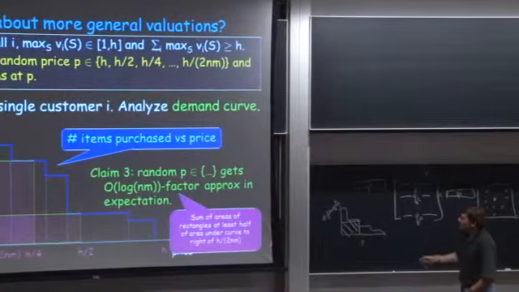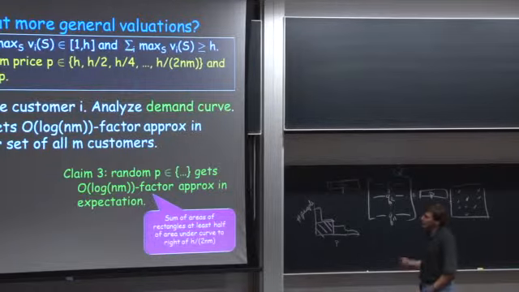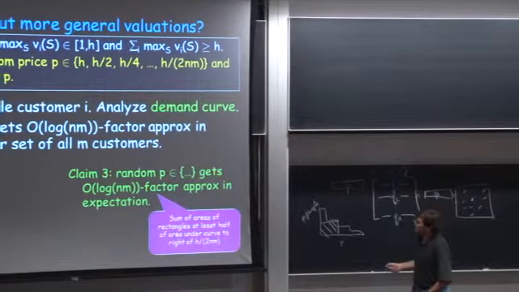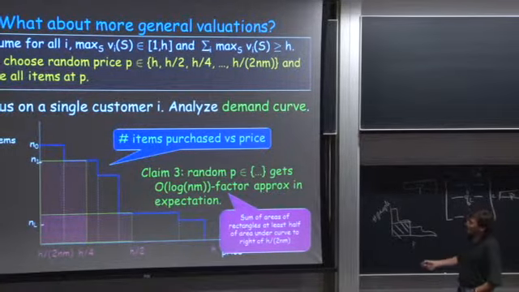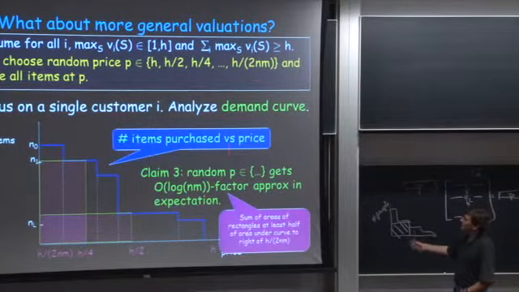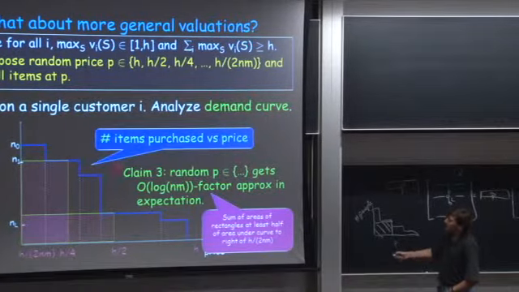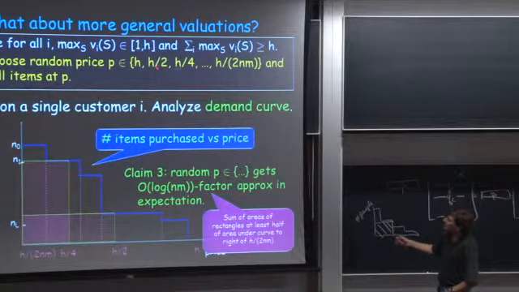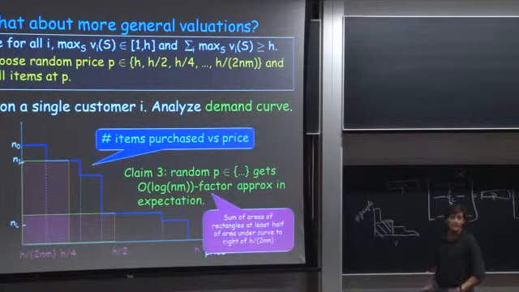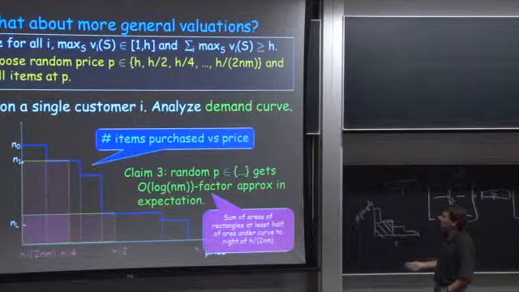Because the sum of the areas of the rectangles is at least half the area under the curve to the right of that. Good. And then we just add up over customers, so this random price. Oh, if the sum is half, then there's only log. Oh, where is the log coming from? I said the sum of the areas of the rectangles was half the area under the curve. How many rectangles are there? 1, 2, 3, 4. There's log of 2m rectangles. If the sum is half of the total area, a random individual one in expectation is 1 over the number of rectangles times 1/2.